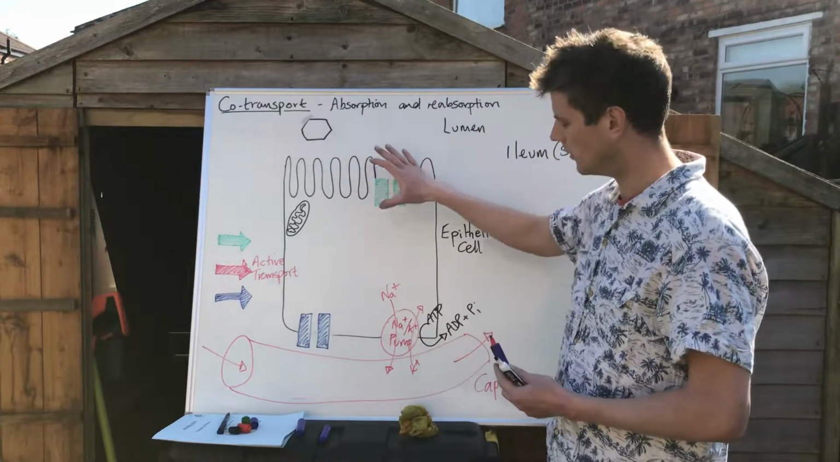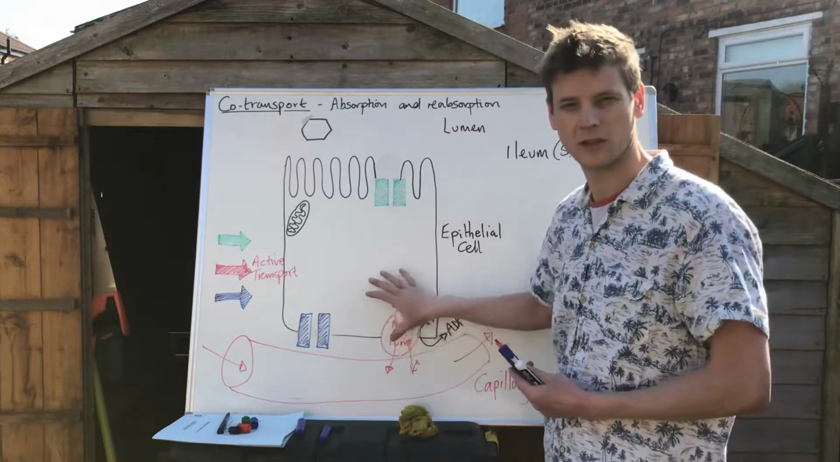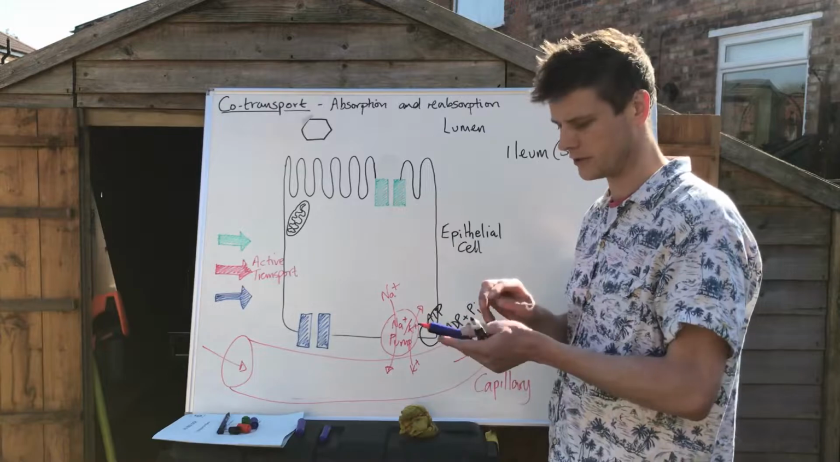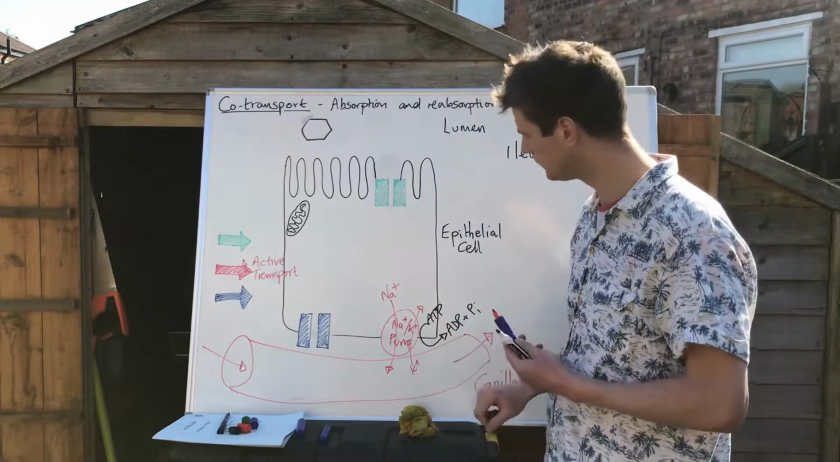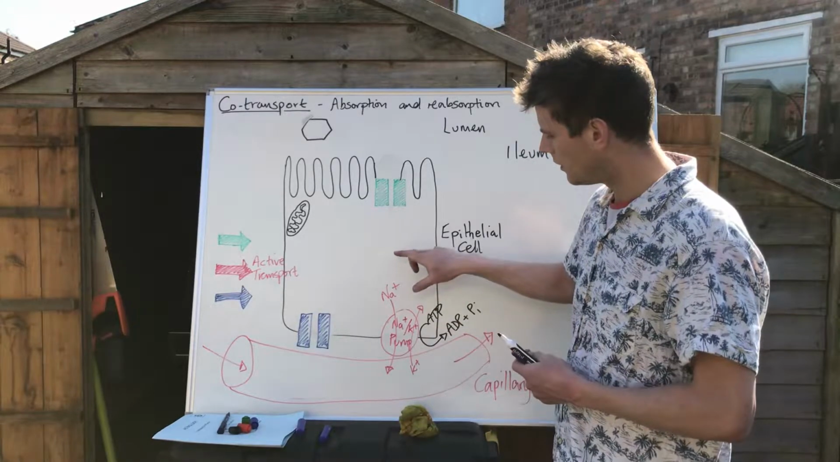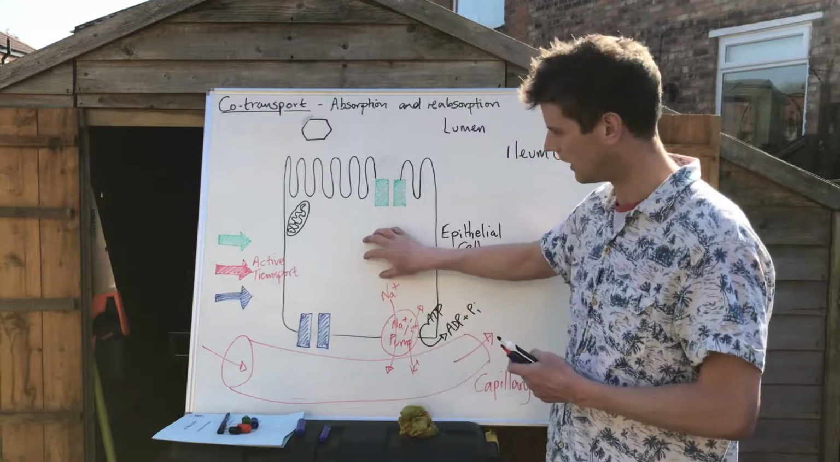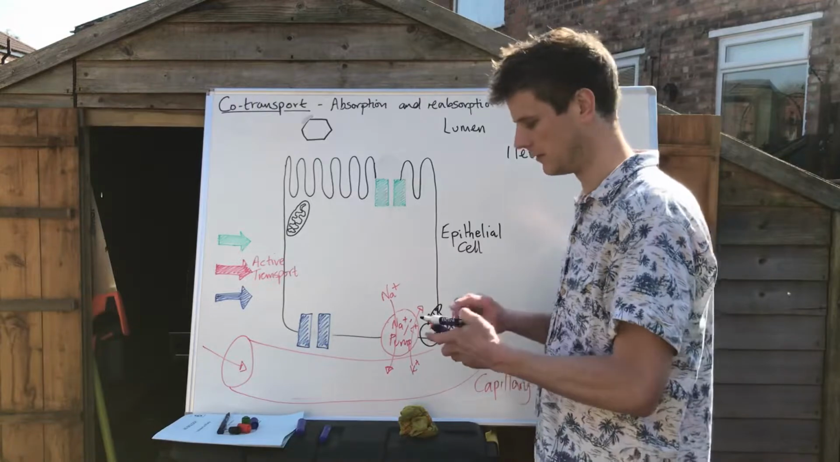So co-transport is referred to as indirect active transport. This is the active transport part. We'll now have a look at how the glucose is moved from the lumen and into the epithelial cell. As those sodium ions are actively transported out, that lowers the concentration of sodium in the epithelial cell.